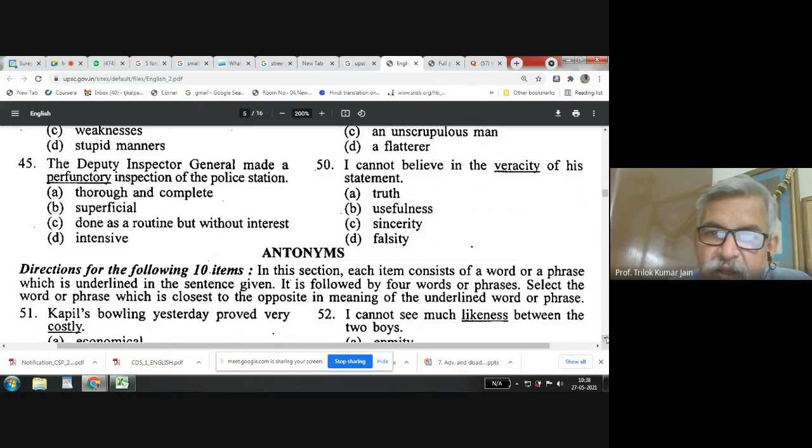50. I cannot believe in the veracity of his statement. Veracity means truth, sincerity. So answer can be either A or C. So the best answer would be A.